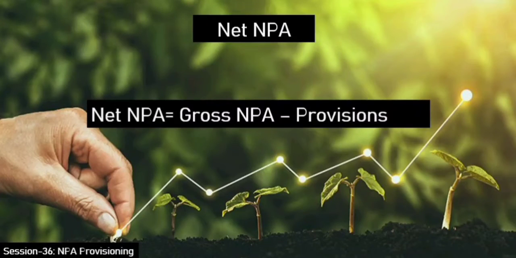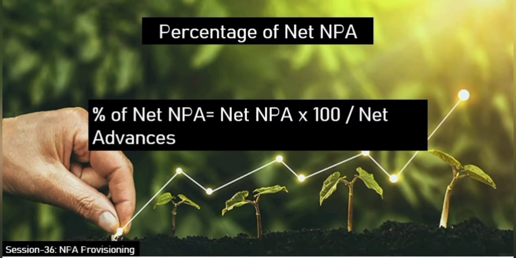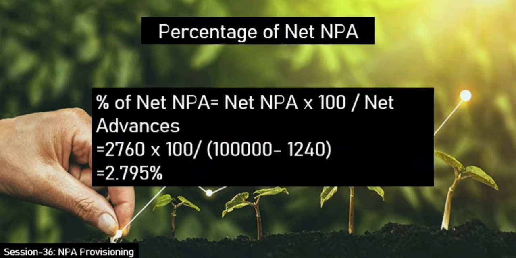Now coming to the net NPA, it is the gross NPA minus the provisions. So here the net NPA is 4000 minus 1240, which will fetch you 2760 crore. Percentage of net NPA equals net NPA divided by net advances into 100 to make it percentage. So here again the net NPA is 2760 crore into 100 divided by net advances, which is total loans of 1 lakh, minus the provisions for NPA, which is 1240 crore. So that will give you 2.795%. This is the percentage of net NPA.